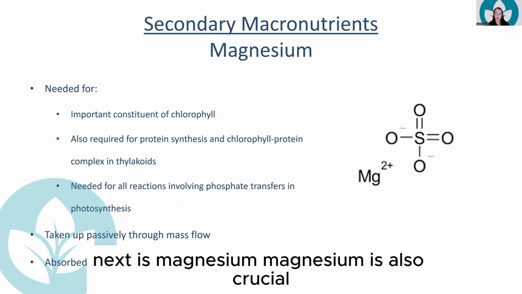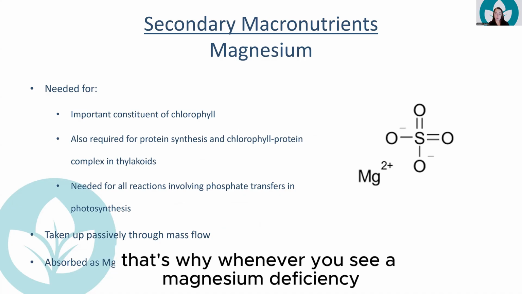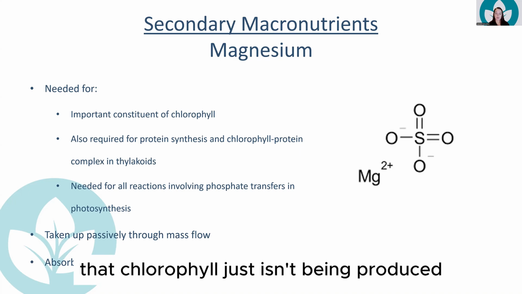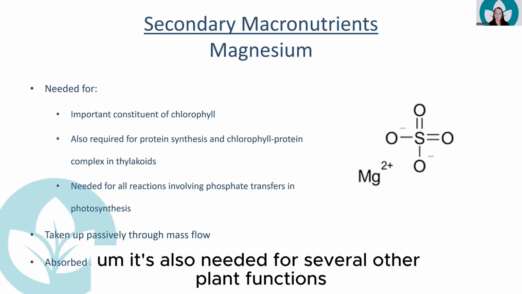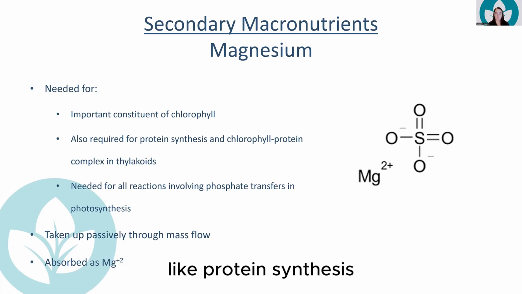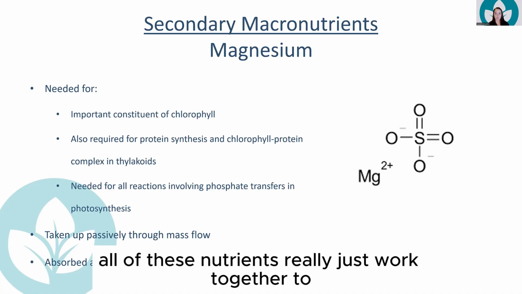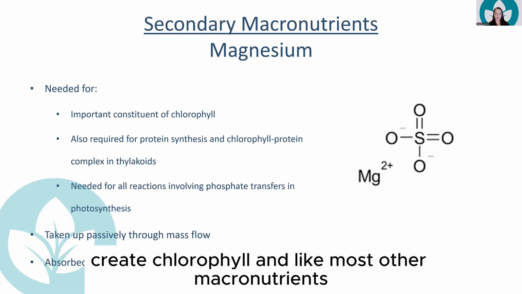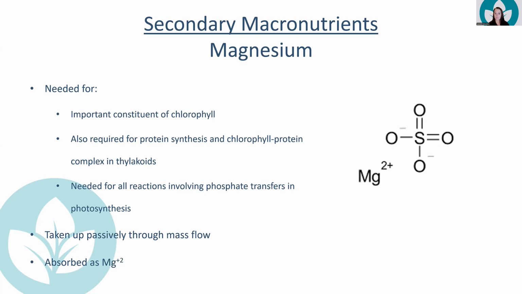Next is magnesium. Magnesium is also crucial for the development of chlorophyll. That's why whenever you see a magnesium deficiency, it will often be interveinal chlorosis. That chlorophyll just isn't being produced in those areas. You'll start to see yellowing. It's also needed for several other plant functions like protein synthesis and any reactions involving phosphate transfers. All of these nutrients really just work together to help the plant continue to create energy, create chlorophyll. And like most other macronutrients, it's taken up passively. The plant does not need to expend energy in order to take up magnesium.